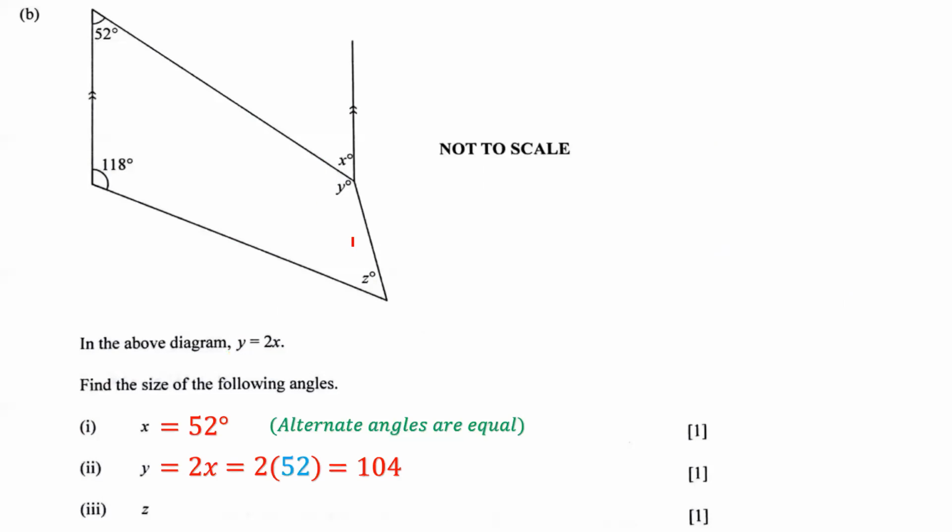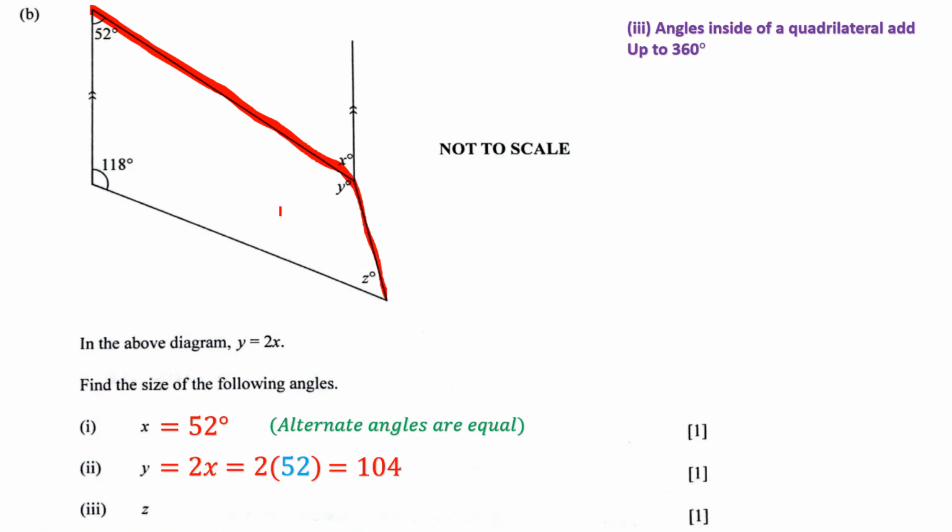Now z, how are we going to figure out what z is? Well, we know that this is a quadrilateral. Angles inside a quadrilateral add up to 360 degrees, and that's how we're going to get z. This is a four-sided figure: this is one side, this is two sides, this is three sides, and this is four sides. So angles inside a quadrilateral add up to 360 degrees.